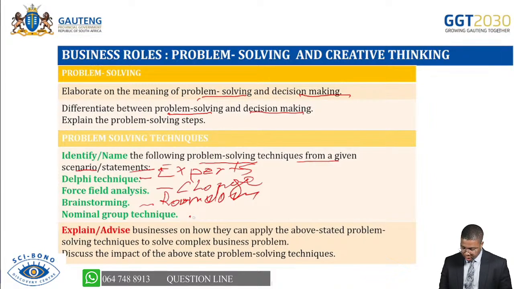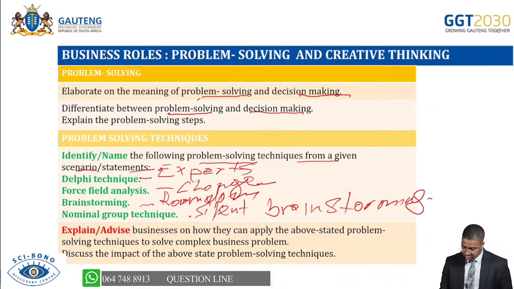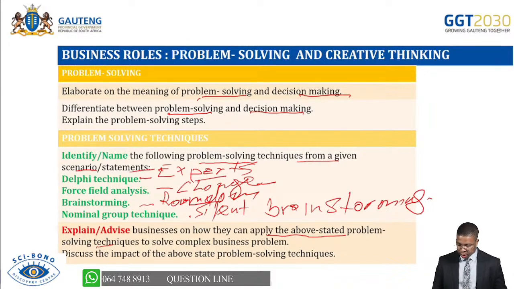Then you should know nominal group. We'll talk about silent brainstorming. So the change, the experts, those are your keywords. So you should know how to identify them. And what is key is to know how to apply these problem solving techniques with application. Just know 4 points for each. 4 points for Delphi, 4 points for force field, 4 points, 4 points, and 4 points.